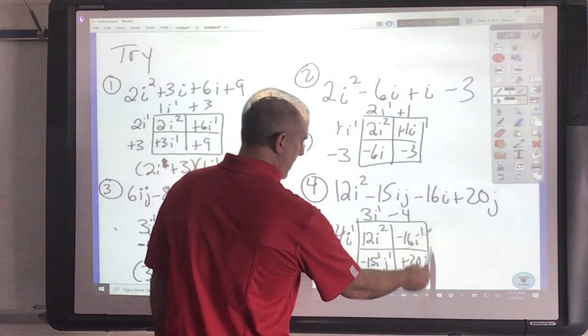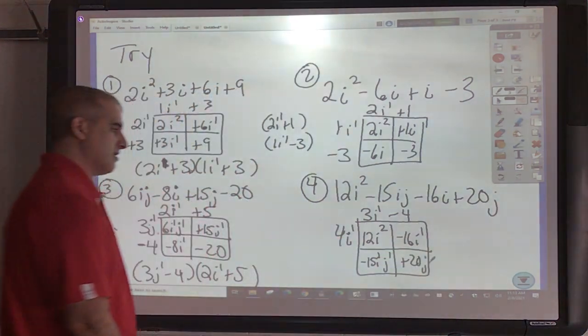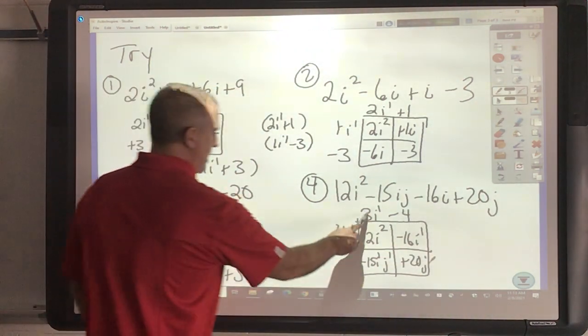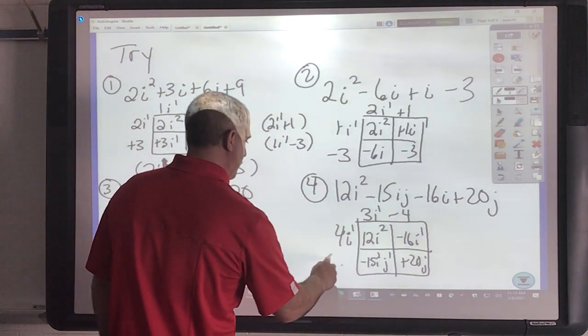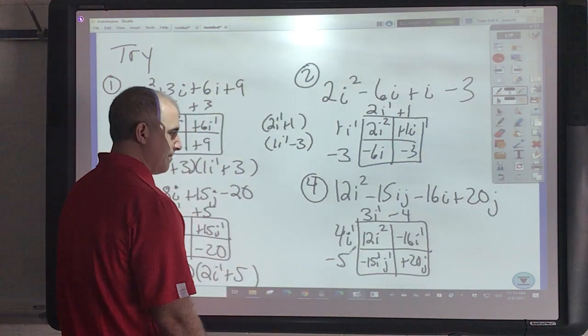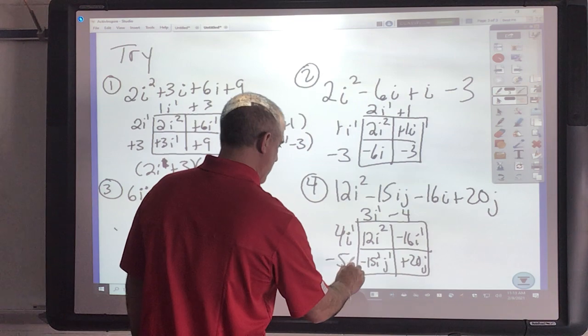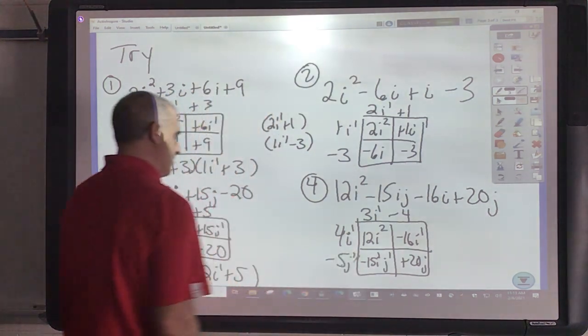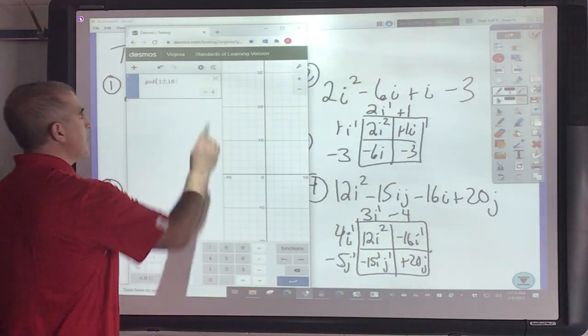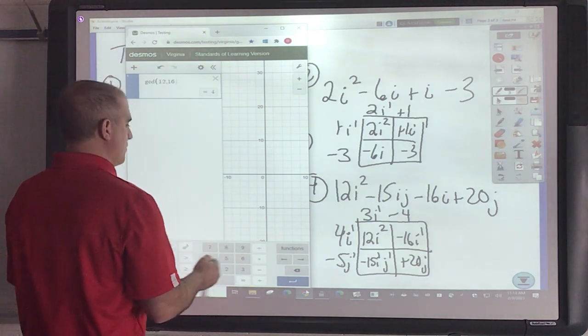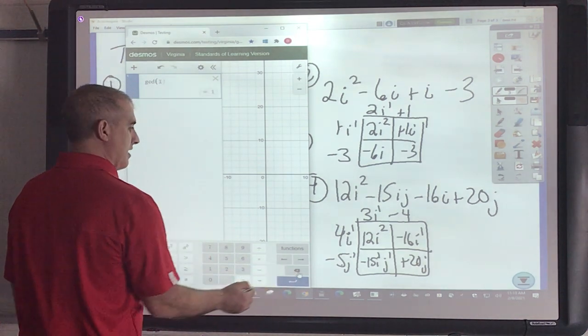Okay? This has an i, this has a j, so there's no variable there. Okay? 3 times what would give me negative 15? That'd be negative 5. Okay? Check my row here. I have j to the first. Okay? j to the first, all right? Once again, you could type in all of those if you wanted to, all right? And I'll just show that real quick.